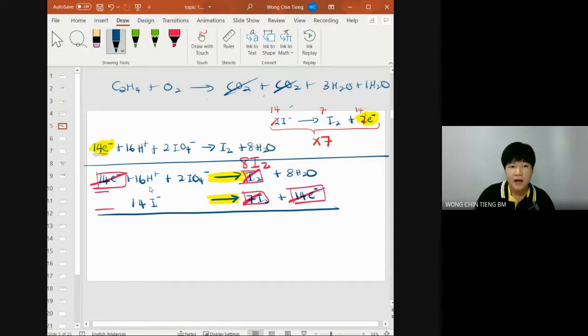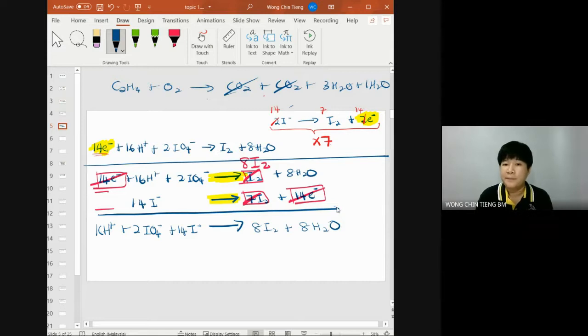H plus tak ada dah. IO4 minus tak ada dah. Water tak ada. I minus tak ada. Then, arrow still selari. Whoever that left on before the arrow, whatever that left on the left hand side, salin balik. Just salin exactly on whatever that you have. Okay. And then you have your I2 that you have combined, and then you have your H2O that you have combined. All right. Easy. Anas, next step.